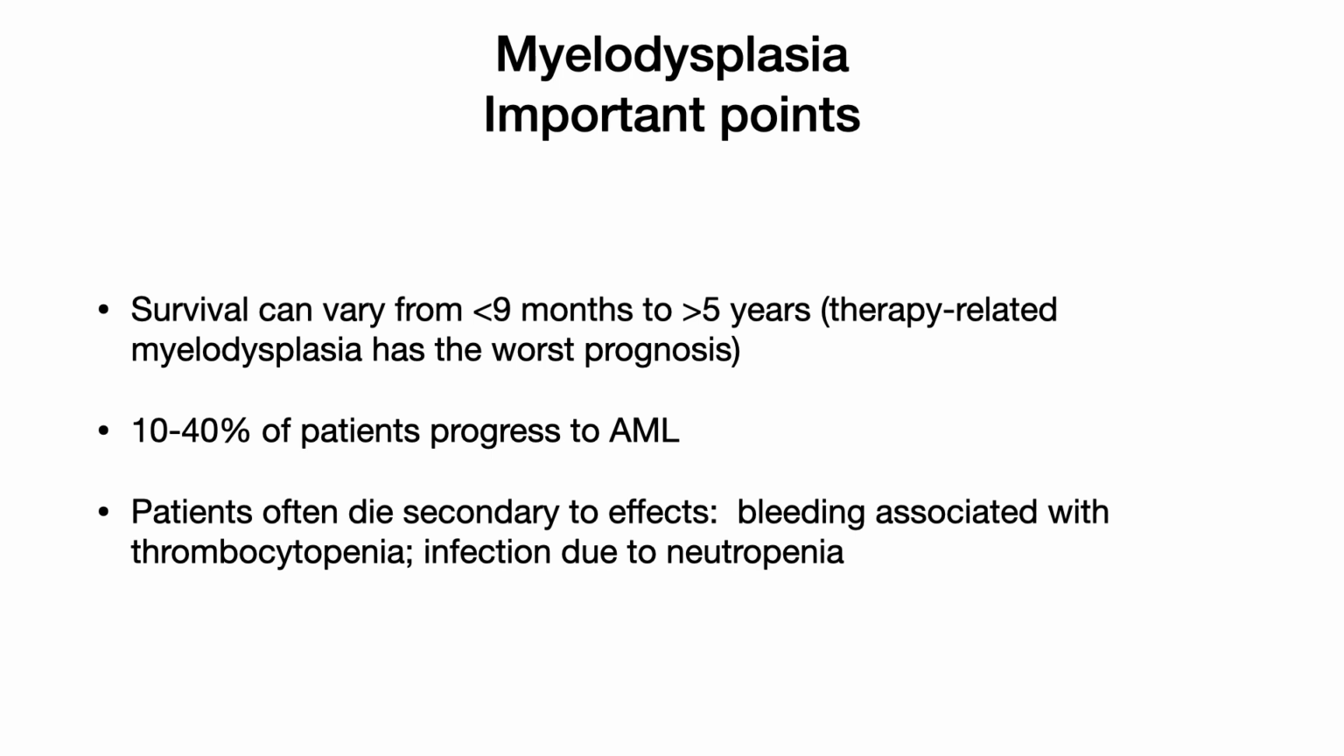So remember, since they're trying to produce the white blood cells, trying to produce the platelets, trying to produce the red blood cells, but don't, they're going to become anemic, thrombocytopenic, and have a low white count. And so because of that, they could die from bleeding from thrombocytopenia. They could die from infections related to the neutropenia.